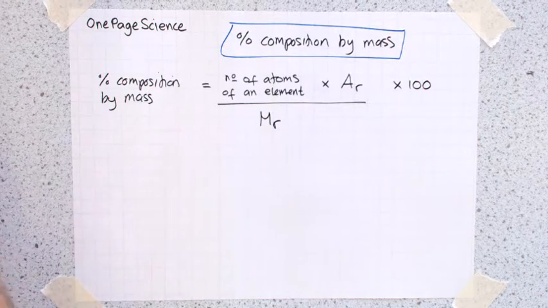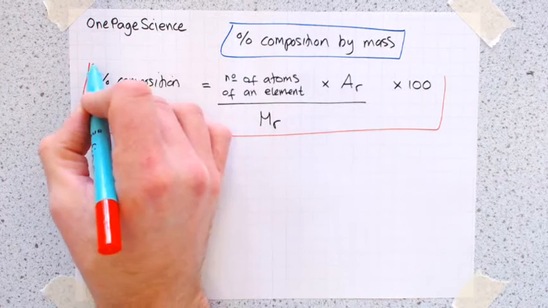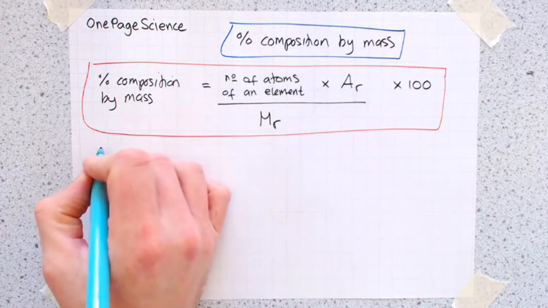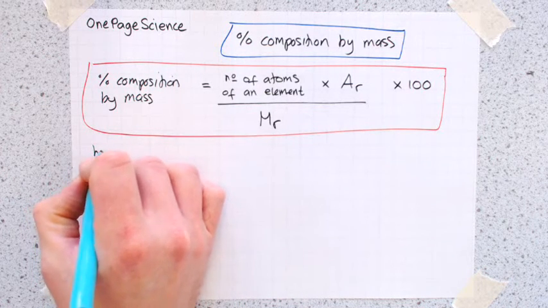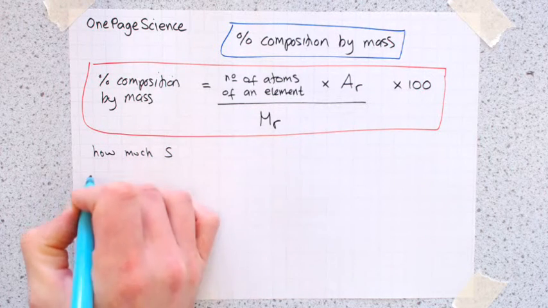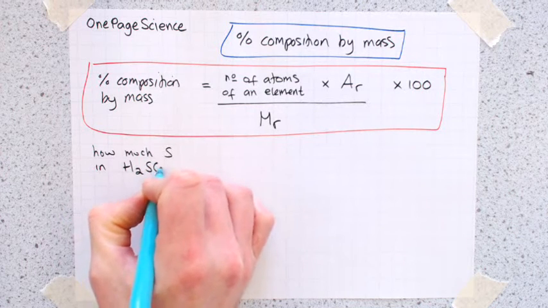You don't get given this equation in exams very often. That is an equation that you're expected to remember. So let's do an example of one of these. Let's take the example of how much sulfur in sulfuric acid, which is H2SO4.